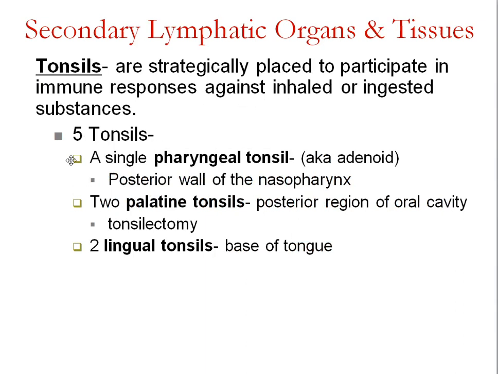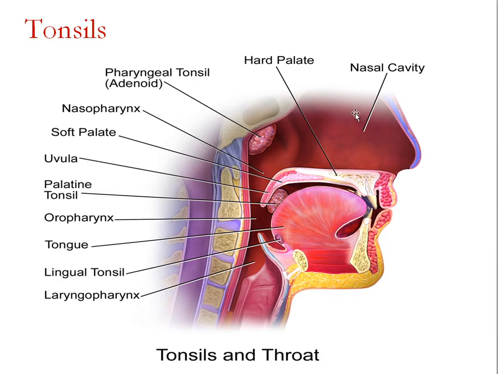We have 5 tonsils. We got a single pharyngeal tonsil, also known as the adenoid. We find that in the back wall of our nasopharynx. We got 2 palatine tonsils on the posterior region of your oral cavity, so right inside your mouth at the back. These are the 2 that they take out when they do a tonsillectomy. And then we got 2 lingual tonsils at the base of the tongue. So here's a little picture showing you where those tonsils fall into place for ingested or inhaled pathogens.